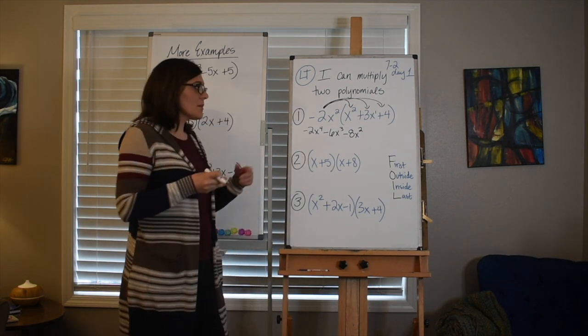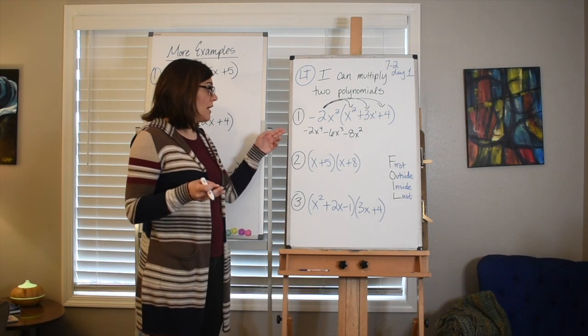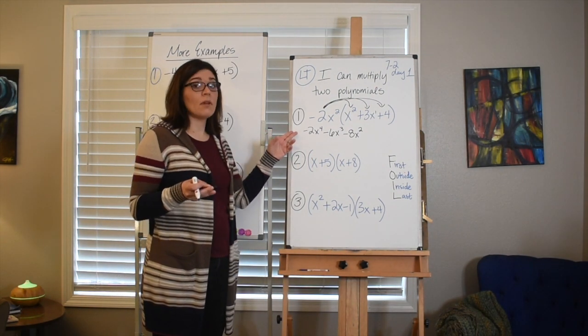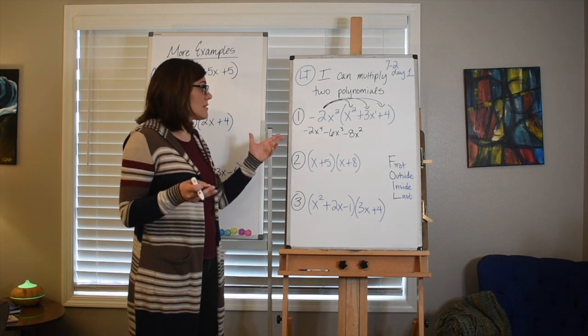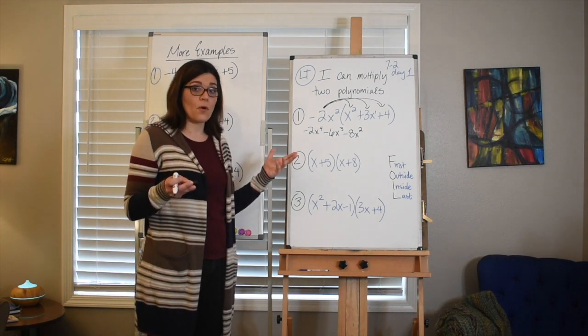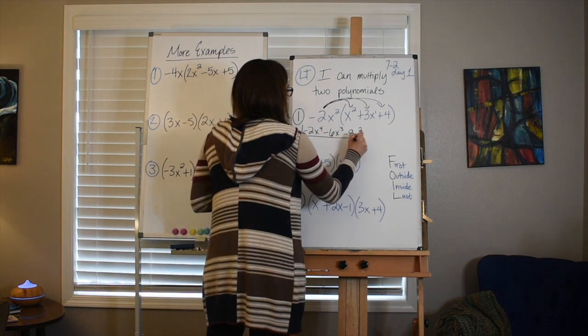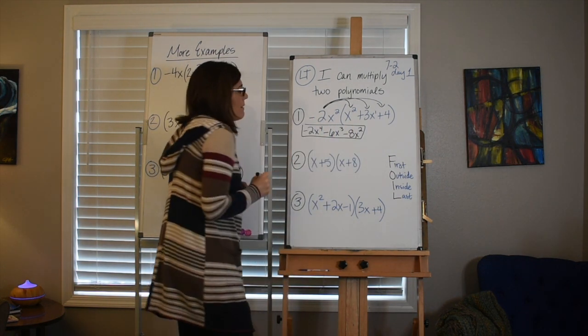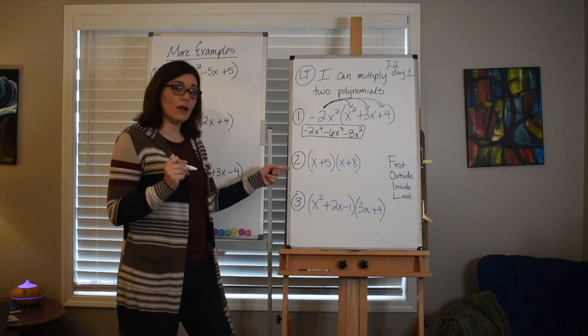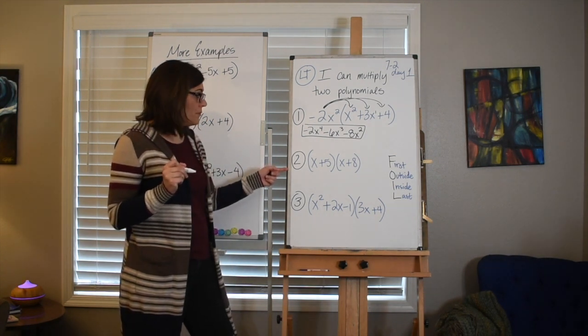So I need to ask myself, do I have any like terms to combine? And in this situation, I do not. The other thing I need to ask myself is, is it written in standard form? Which it is. So this one is done. Okay? Moving on to a binomial times a binomial.